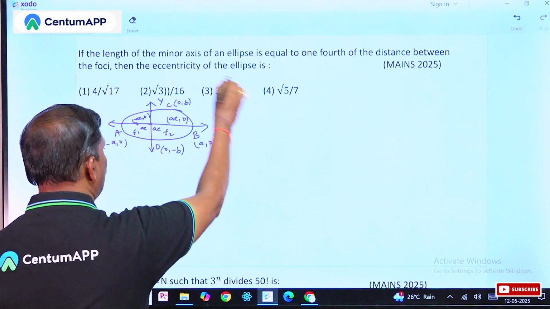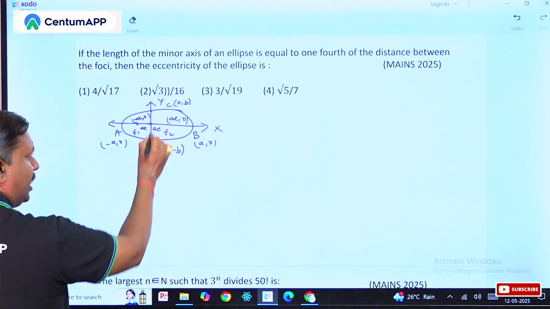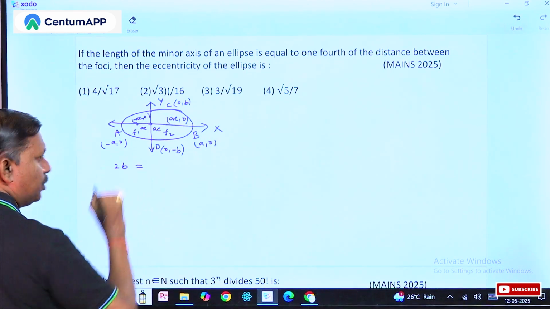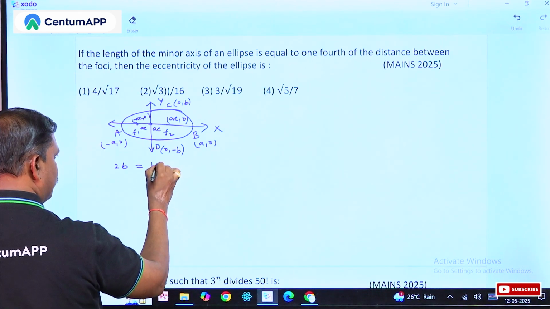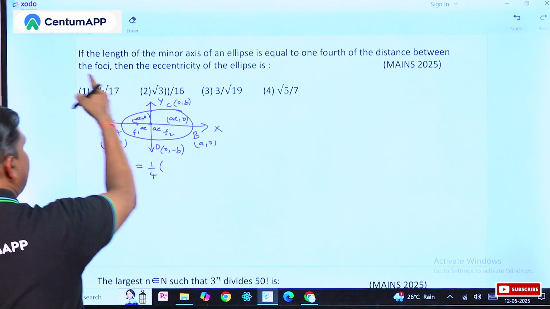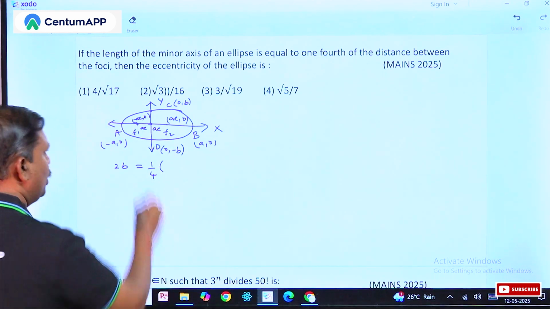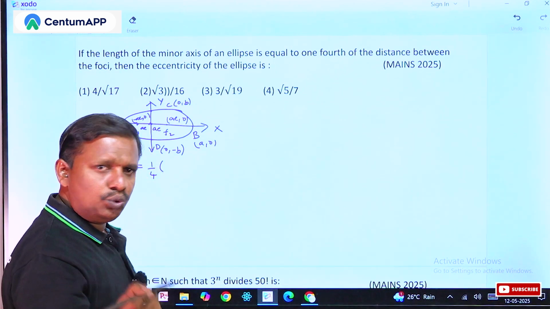See here, now observe the given question. The minor axis of an ellipse, here minor axis distance is 2B. 2B is equal to 1/4 of the distance between the foci. Here distance between F1 and F2, here AE and here AE, total length will be 2AE.